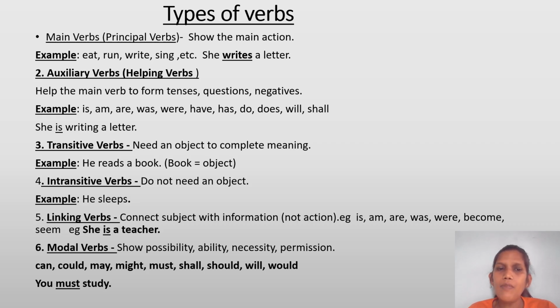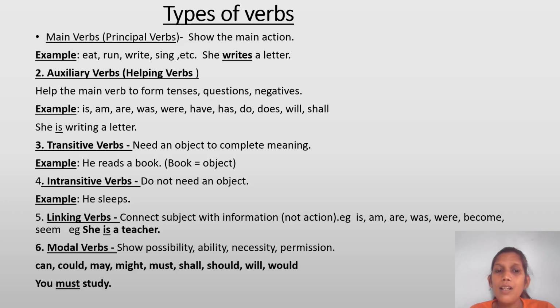Transitive verbs. Transitive verbs means it needs an object to complete the meaning. For example, he reads a book. Book is an object. Okay? Intransitive verb do not need an object. Again, opposite of transitive is intransitive verbs. He sleeps. Okay?